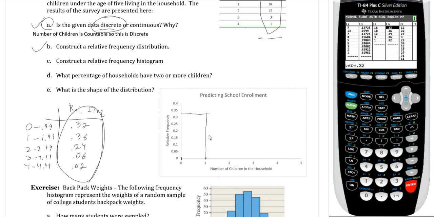Remember, do not make this like a bar graph where the bar is centered around something. Also, when you make the classes, some people do this, don't label the center of the class as 0 to 1 or 0 to 0.99. Don't do that. Do not label the middle of the class. You always are labeling the edges of the class, which represent the lower class limits. Moving on though, 1 to 2 is 0.36, so a little bit above 0.35. 0.24 is around there. 0.06 is around there. And 0.02 is roughly there.